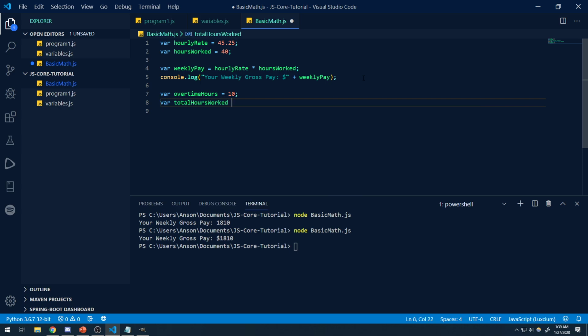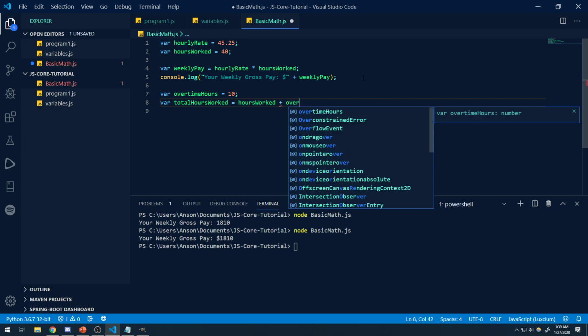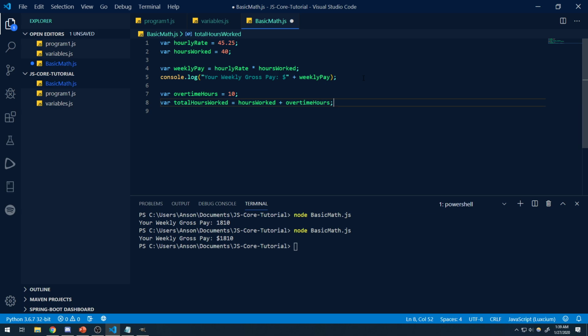Okay, so right now, what we're going to do is we're going to say var totalHoursWorked. Okay, so this is going to be, as you may have guessed, hoursWorked plus overtimeHours, like that. Okay, notice how I'm using the camel case convention for our variable names, just so it looks much cleaner and more concise and more beautiful. Okay, cool. So now we have used the plus sign, which is the addition operator. And as you can guess, it pretty much takes two operands. It is also a binary operator. It takes two operands, combines it into one final result.